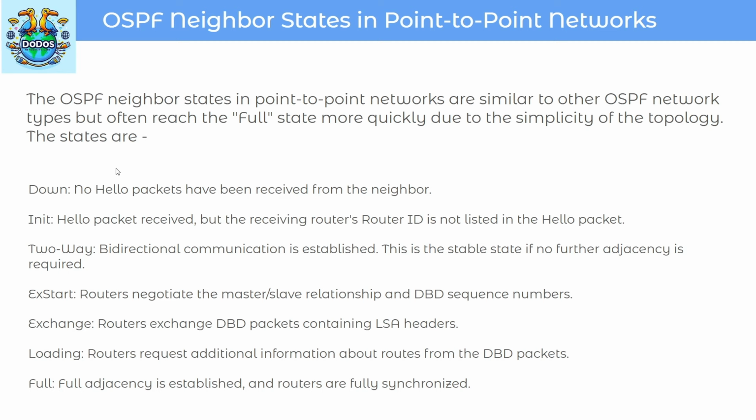OSPF neighbor states in point-to-point networks. The OSPF neighbor states in point-to-point networks are similar to other OSPF network types, but they often reach the full state more quickly due to the simplicity of the topology. States are down, init, two-way, ExStart, exchange, loading, and full.